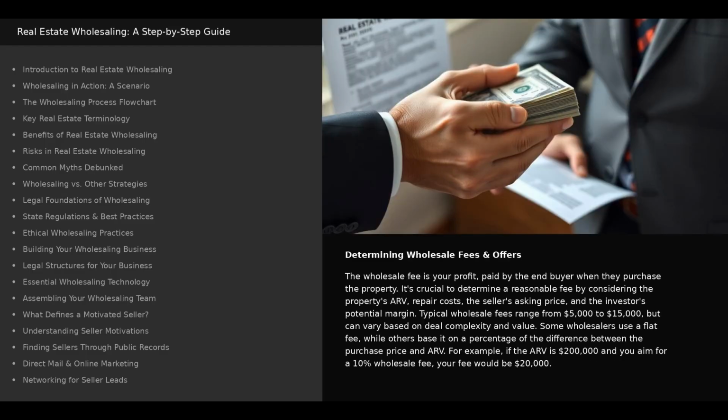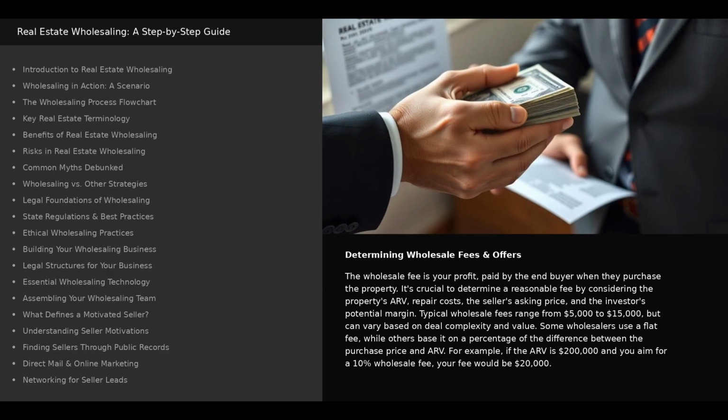Determining wholesale fees and offers. The wholesale fee is your profit, paid by the end buyer when they purchase the property. It's crucial to determine a reasonable fee by considering the property's ARV, repair costs, the seller's asking price, and the investor's potential margin. Typical wholesale fees range from $5,000 to $15,000, but can vary based on deal complexity and value. Some wholesalers use a flat fee, while others base it on a percentage of the difference between the purchase price and ARV. For example, if the ARV is $200,000 and you aim for a 10% wholesale fee, your fee would be $20,000.